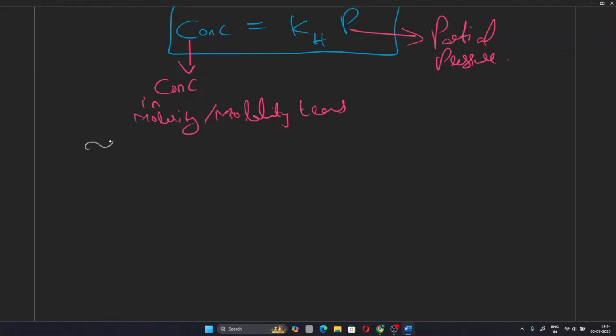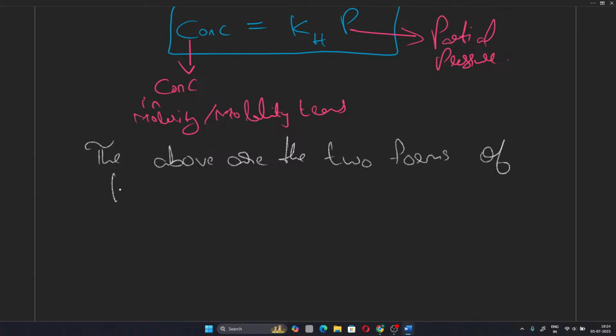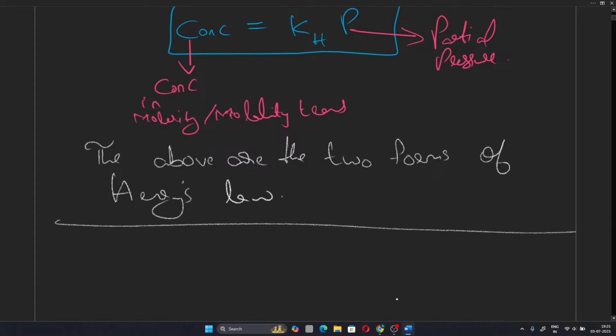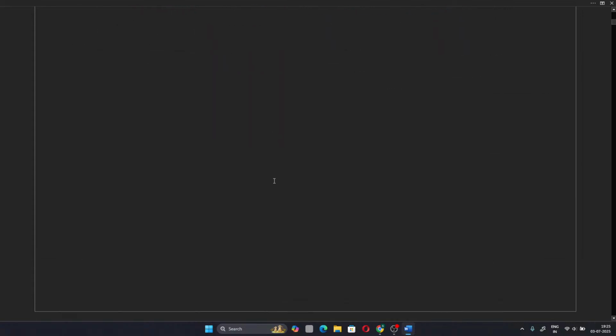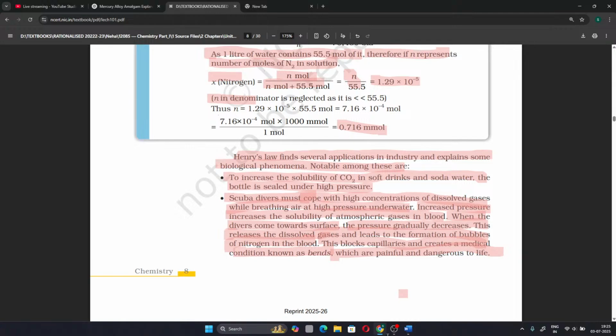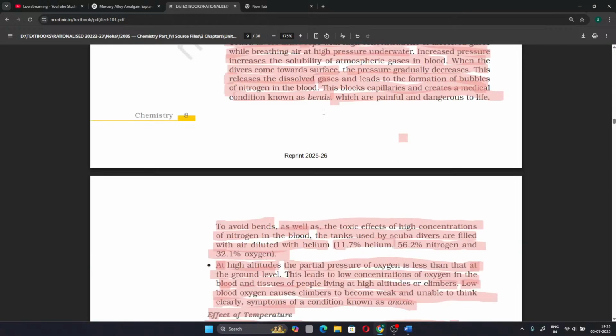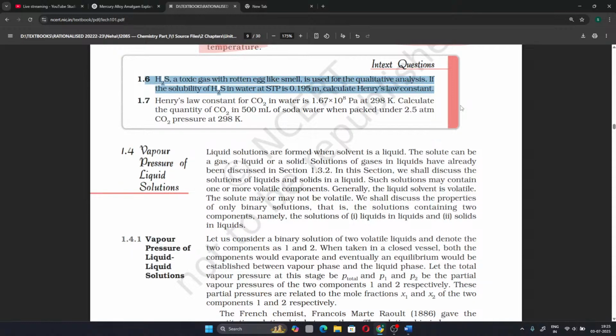The above are the two forms of Henry's law. Okay, next. Then let's see.